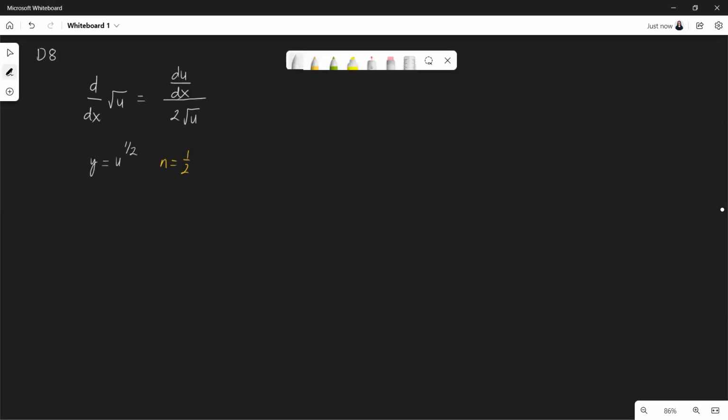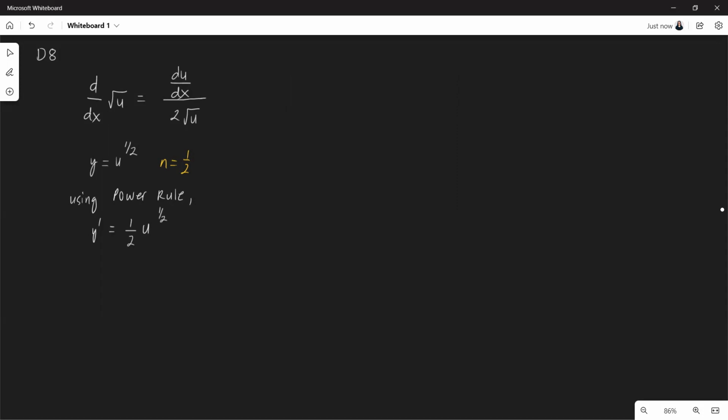So using power rule, we have y prime is equal to, you copy the power or the exponent or the n, and then copy the base and then raise it to the n minus 1 and then multiplied by the derivative of the base. Okay, so let's continue. That's 1/2. 1/2 minus 1 is negative 1/2. So just copy the du dx.